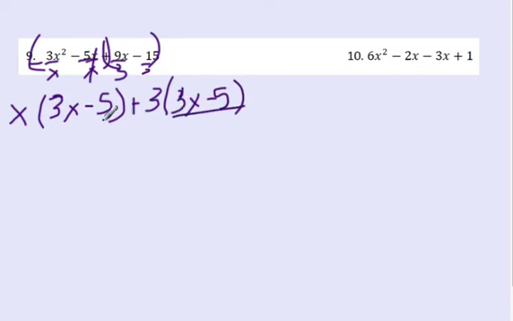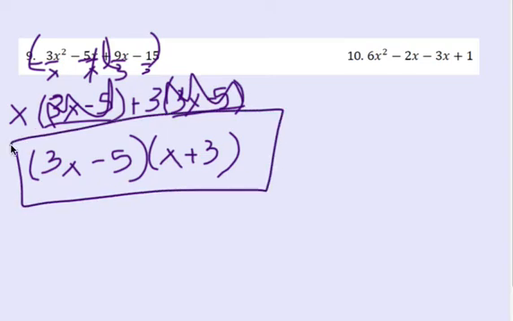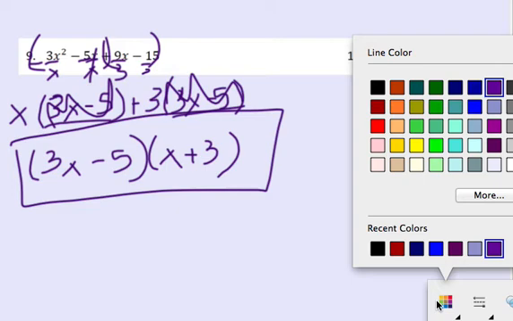So then I notice that my leftovers are matching, so I can go ahead, factor those out, and write those down. And then once I've factored those out, I'm going to write what's left after that, which is x plus 3. So that's my final answer for number 9. Now, let's take a look at number 10.